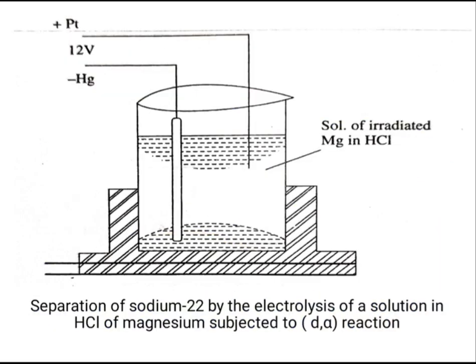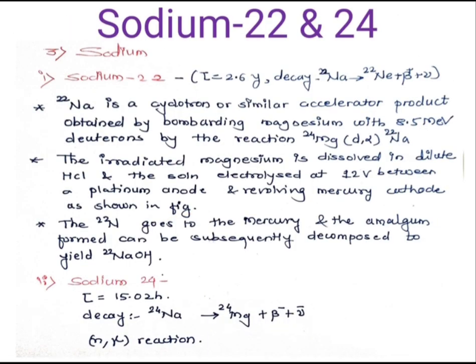Then sodium 24 is also generated. Here tau is given as 15.02 hours for sodium 24, and the decay reaction is given: sodium 24 undergoes beta minus decay, after that there is a formation of magnesium 24, and this is obtainable by the N gamma reaction on any sodium compound. So this is all about sodium 22 and 24.